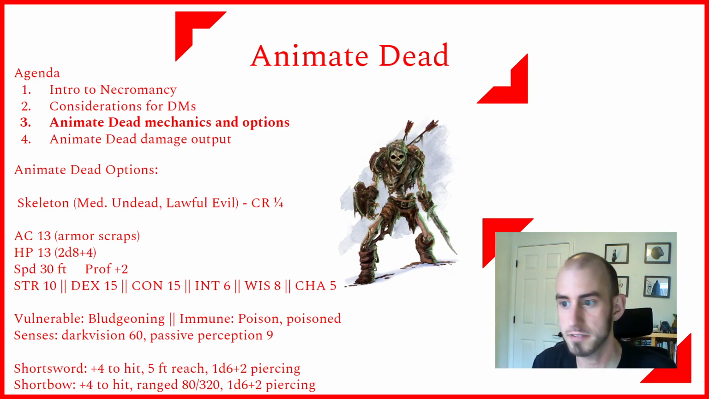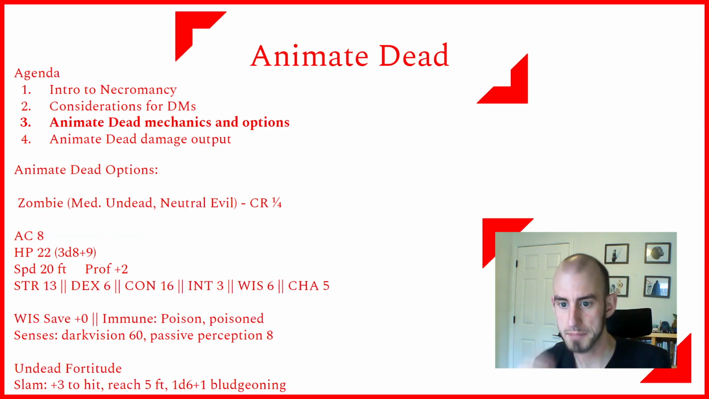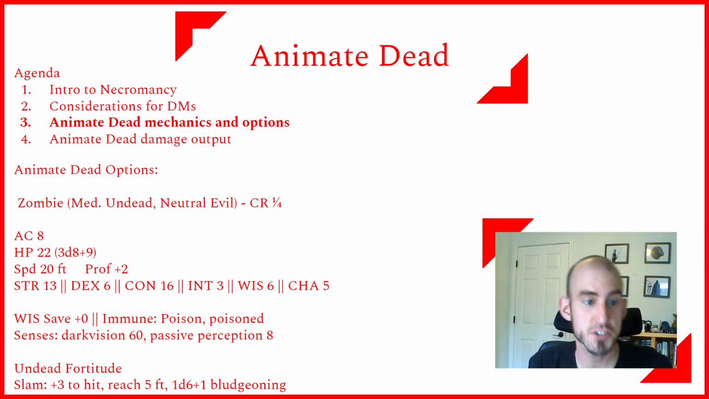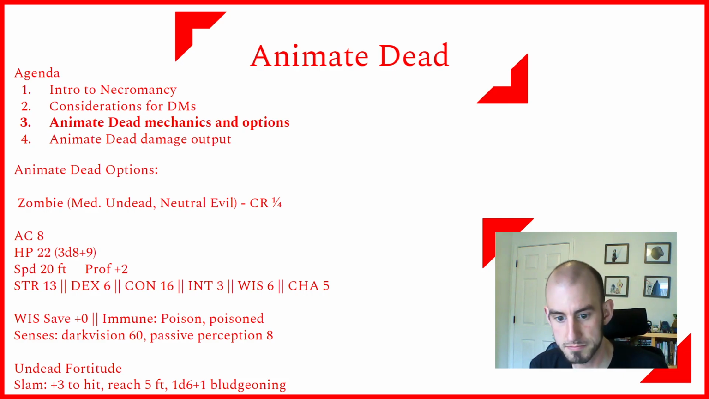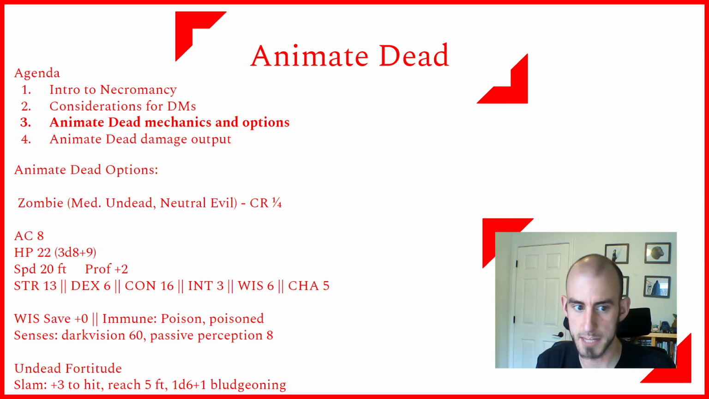Now, the other option you can create is a zombie. They have an armor class of 8 and 22 health. They're significantly slower. They have better strength, way worse dex, and their stats are generally worse across the board. They are proficient in wisdom saves and immune to poison damage and the poisoned condition. They have the Undead Fortitude feature, which lets them make a Constitution save if they're reduced to 0 hit points, and if they succeed, they can potentially sit back up at 1. And they have a +3 to hit and do 1d6 + 1 bludgeoning damage.